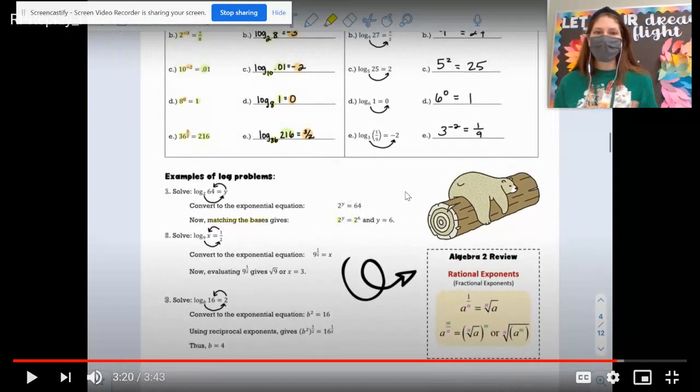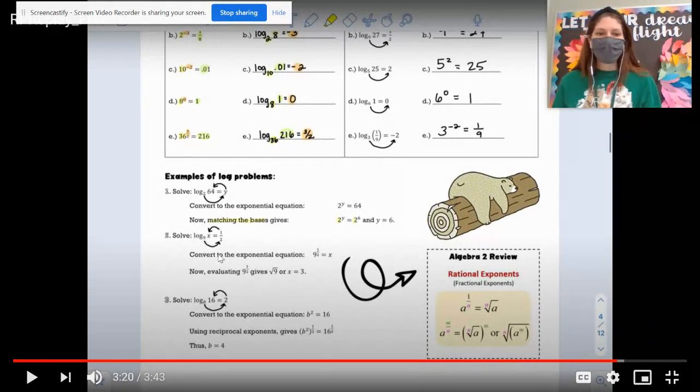Then what I did is a technique called matching my bases. We'll see this a lot. 64 is the same thing as 2 to the 6th power. And if your bases are equal, your exponents are equal. So y would have to be 6.